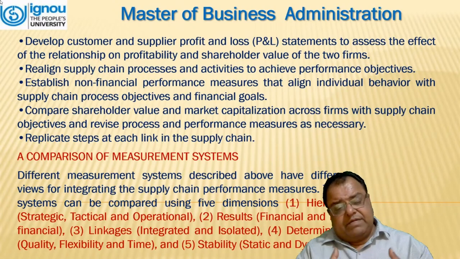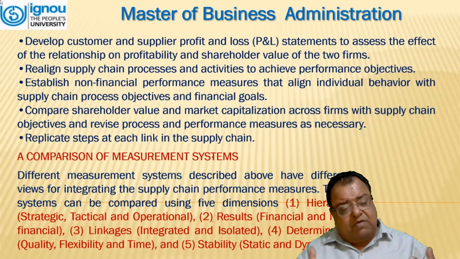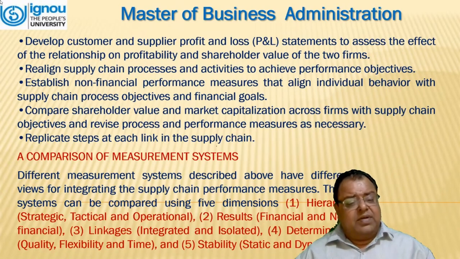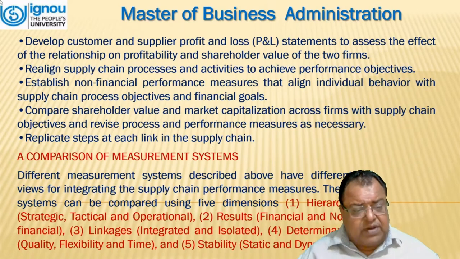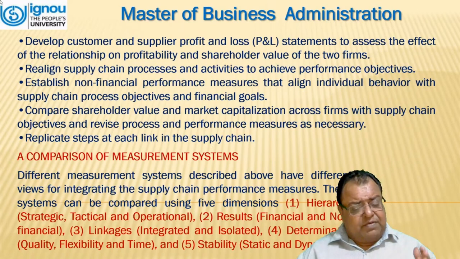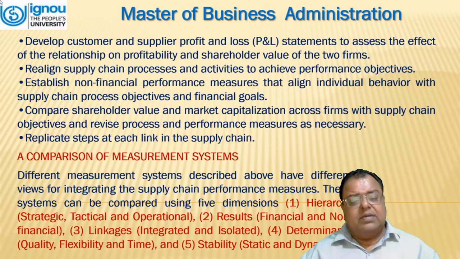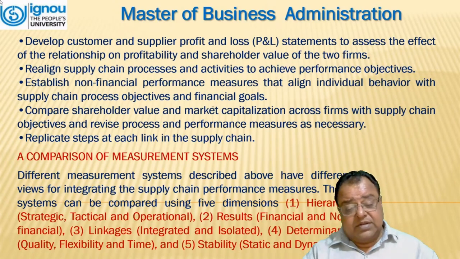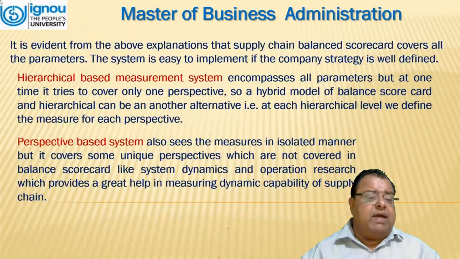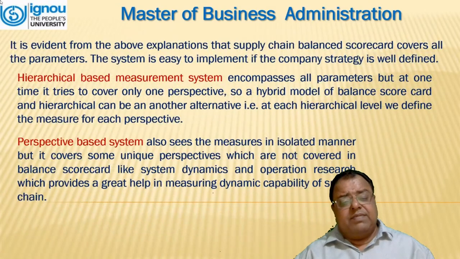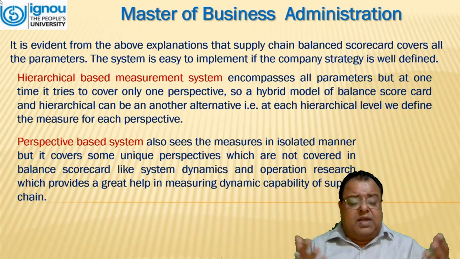Now, we have studied different types of measurement systems. What is the comparison between them? Different measurement systems have different views of generating supply chain performance measures. The systems have been compared using five dimensions: hierarchy, results, linkages, determinants, that is quality, flexibility, time, and stability, whether it is dynamic or static. It is evident from the above explanation that the supply chain balanced scorecard covers all the parameters.